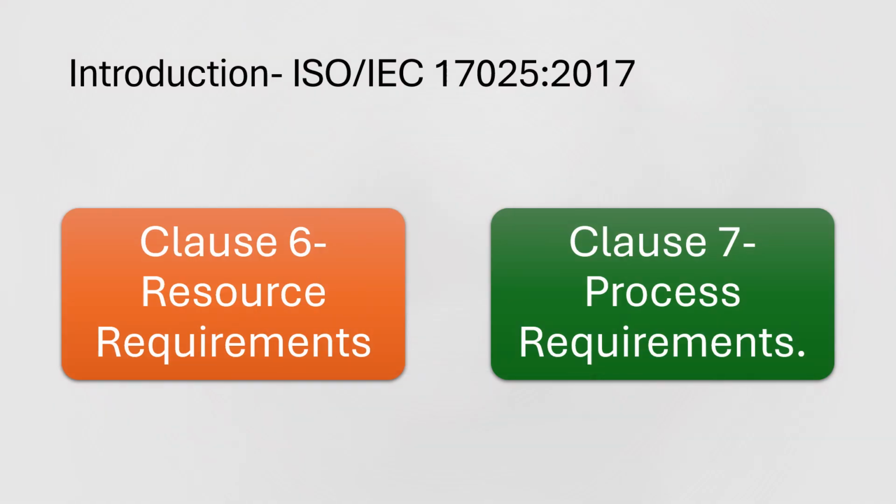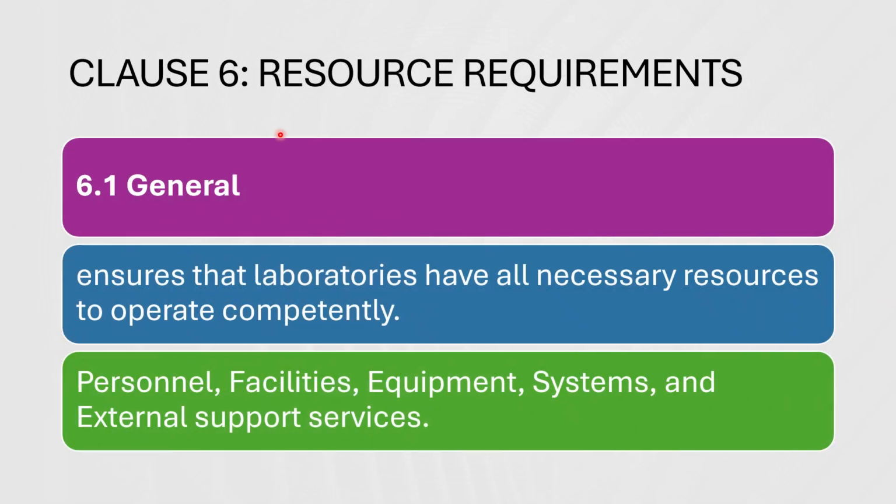Everyone. Today I'll be talking about two critical clauses of ISO/IEC 17025:2017, the International Standard for Testing and Calibration Laboratories. Specifically, we'll explore Clause 6, that is resource requirements, and Clause 7, process requirements. These clauses form the operational backbone of any accredited laboratory, ensuring technical competence and reliable results. So let's start with Clause 6.